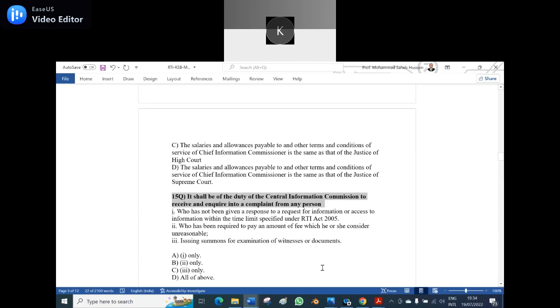2. Who has been required to pay an amount of fee which he or she considers unreasonable. 3. Issuing summons for examination of witnesses or documents. A. 1 only. B. 2 only. C. 3 only. D. All the above.